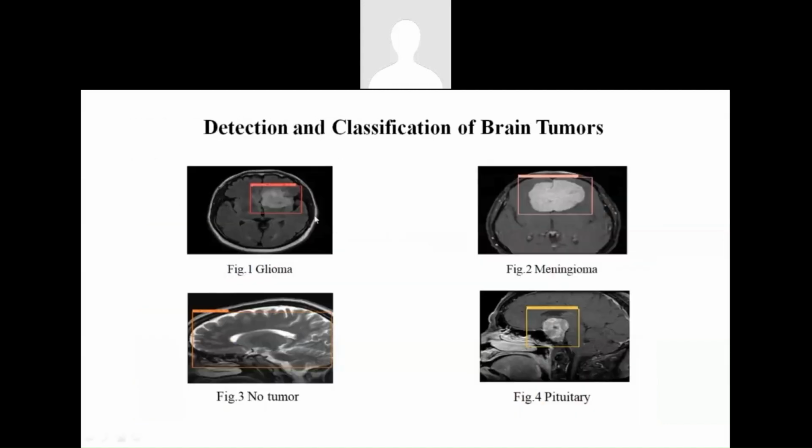Here we can see the different types of tumors: glioma tumor, and the score is 0.88, and another glioma tumor 0.58 or so, and here we can see no tumor, which we can call a healthy brain, and here we can see pituitary tumor 0.86. It shows the region, how much region it formed, and what type of tumor it is.